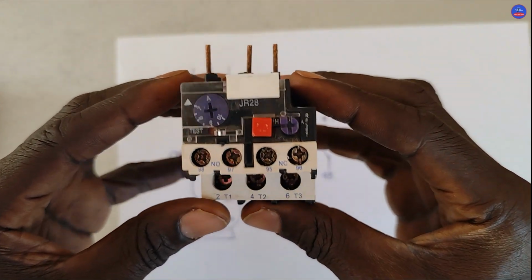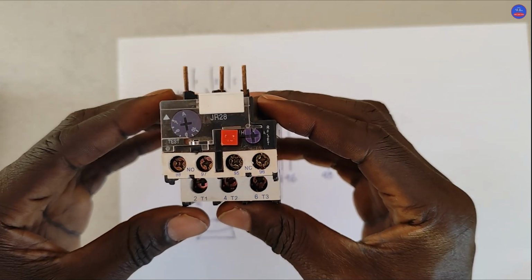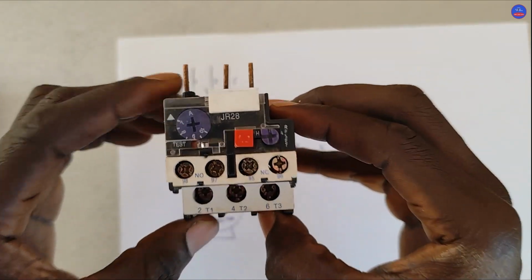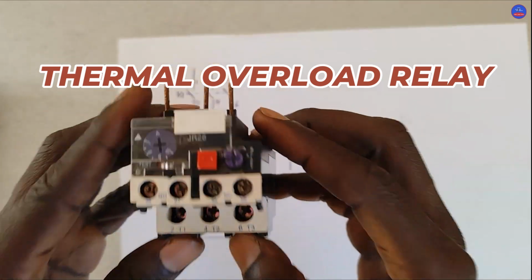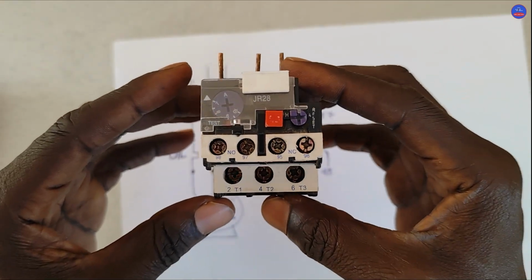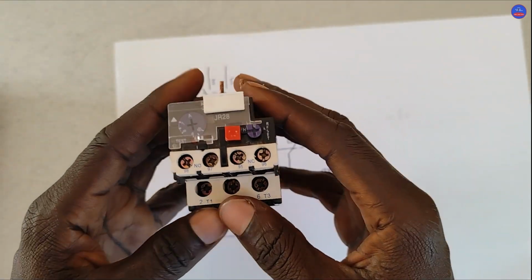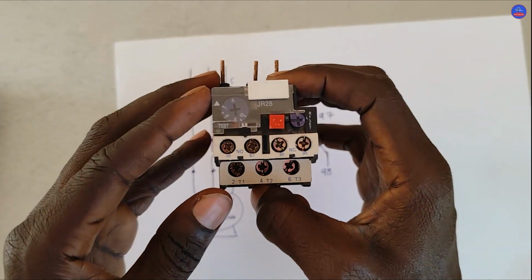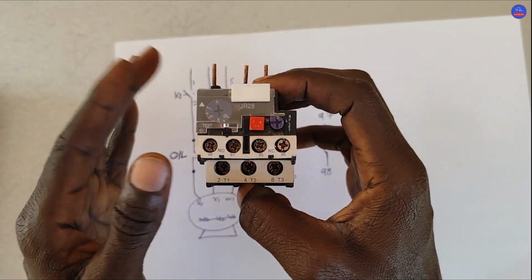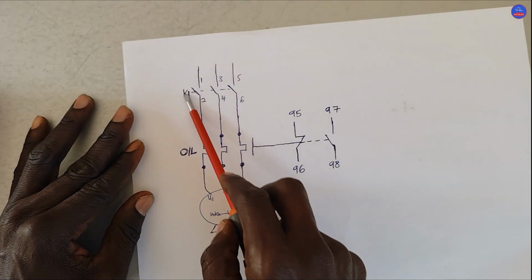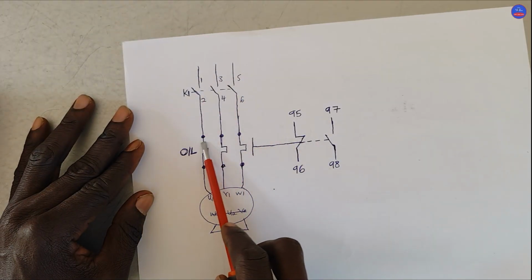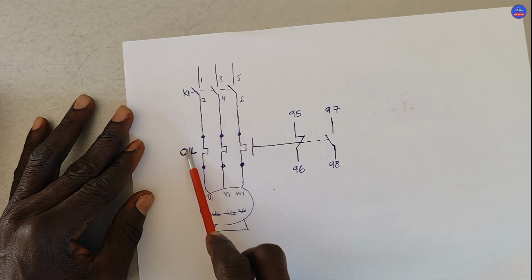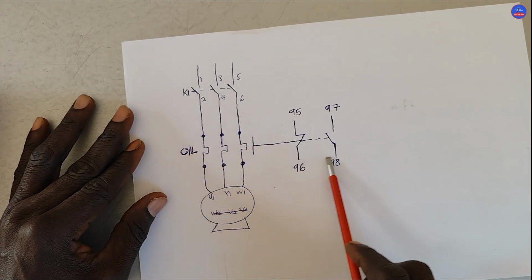In this video, we are going to look at what actually happens whenever an overload relay trips. This is a thermal overload relay. An overload consists of two main sections: the power section and the control section. We are going to look at the relationship between the power section and the control section. On this diagram, we have the contactor and then the overload. This is the power section. This is the control section.